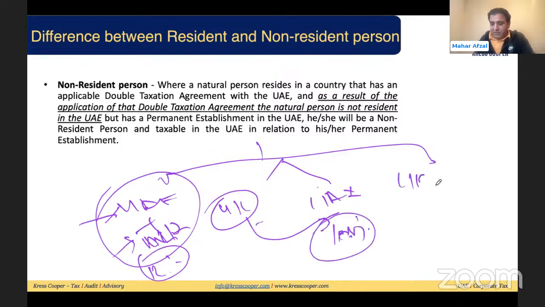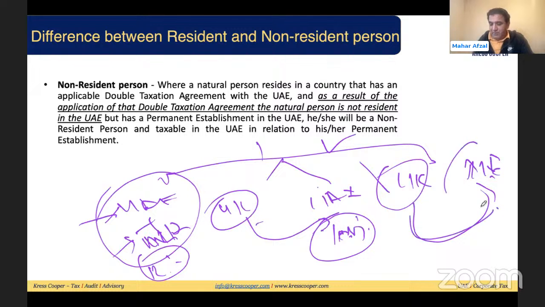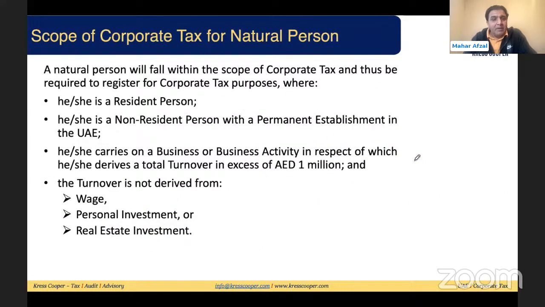The third scenario is living in the UK, conducting business in the UAE, and there is a double tax treaty between them. Based upon the double tax treaty, A will become a resident person for the UK, and this person will become a non-resident taxable person for the UAE. It will be assumed to be a PE of the non-resident person in the UAE, and this person A will be liable to pay tax in the UAE on any income related to the PE of the non-resident person in the UAE. This is the most important thing for me, what they have provided in the guide. Now we can say a natural person will fall in the scope of corporate tax that is registered for corporate tax purposes.